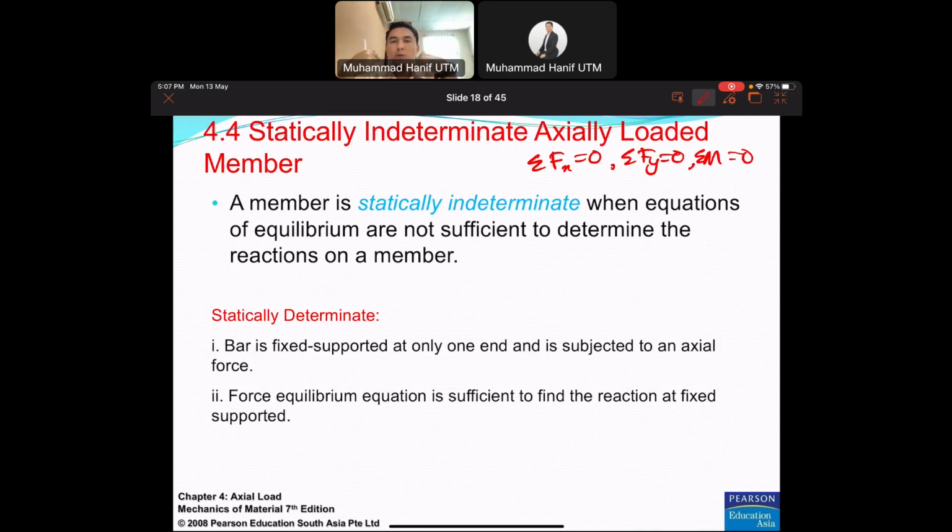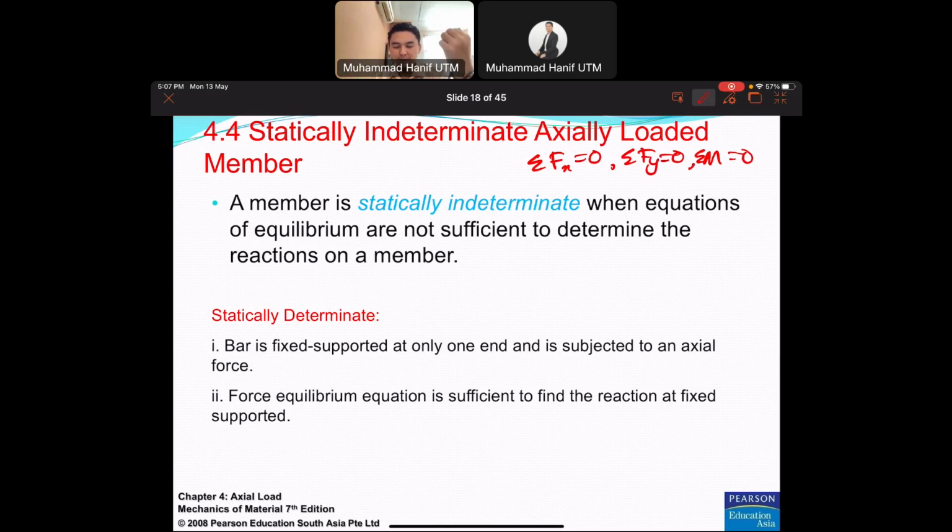The same goes for solid mechanics, where if you use only the equation of equilibrium, maybe with 2 unknowns you only have 1 equation. So how do we generate another equation? This is what you will learn in this slide. Okay, so what is statically indeterminate?